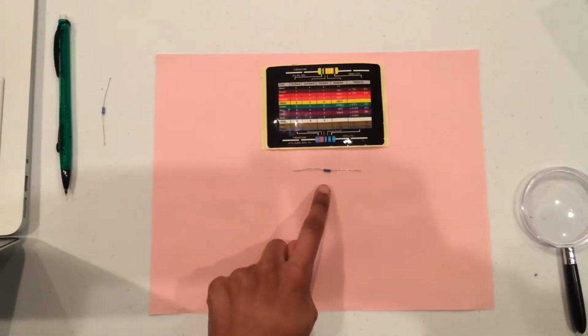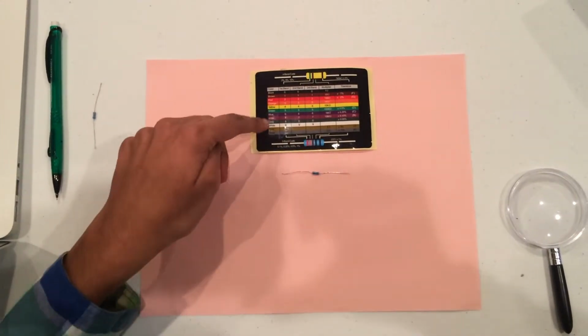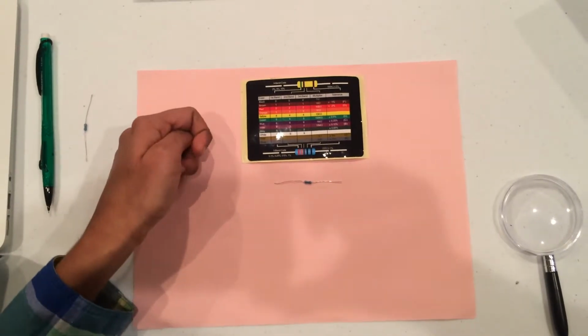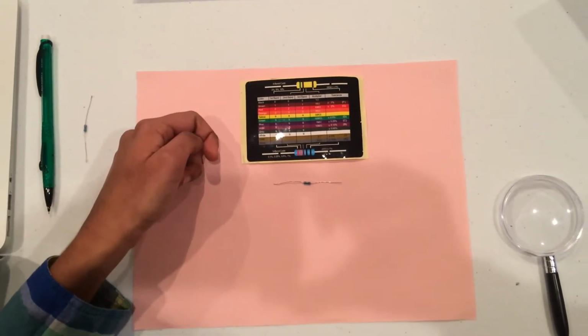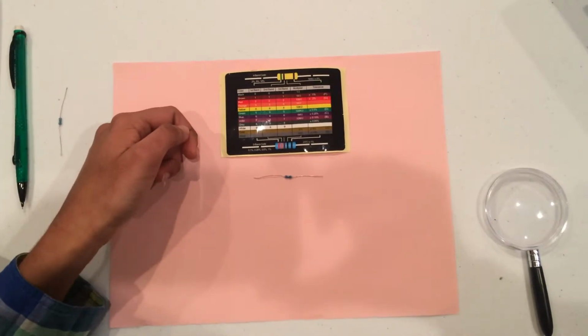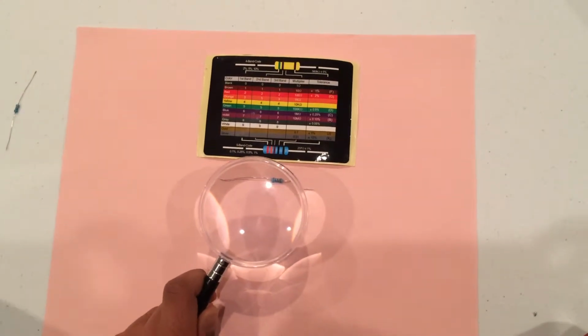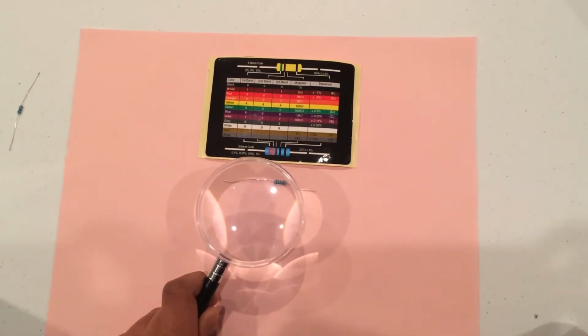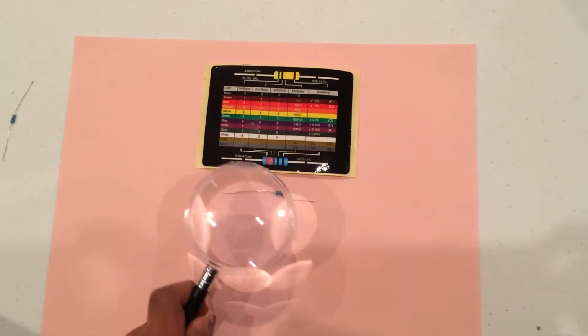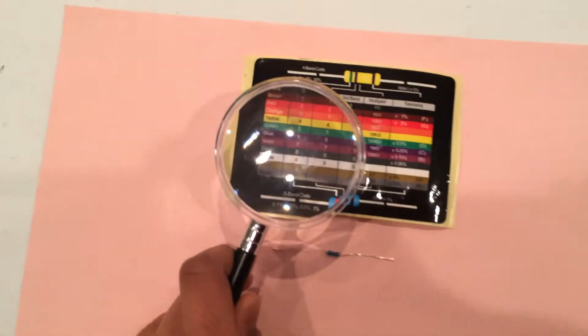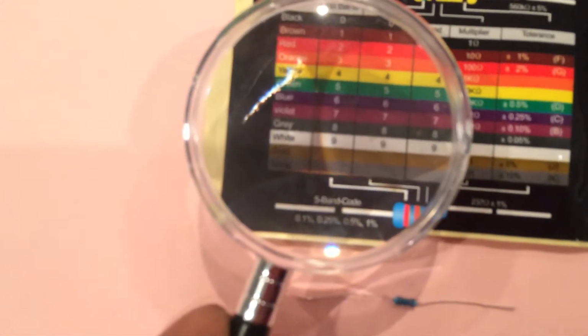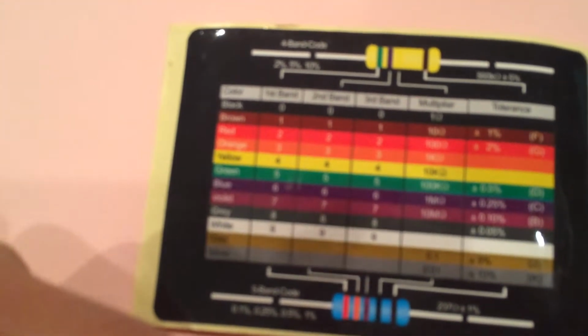So here we have an example of a resistor, and I have the same resistance color code that we had on the screen. Now let's examine this resistor and see if we can calculate its resistance. So beginning with the first band, we see that it's brown. Now if we look at our resistance color code, we see that brown on the first band means 1. So let's write down 1 just to remember.